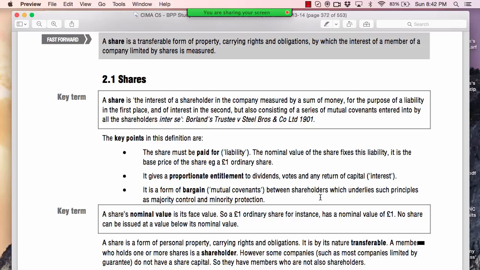A share will have a particular value. It's a nominal value. So the nominal value of a share could be $1, $5, $10. If you buy shares, you're entitled to dividends, as well as votes, and return on capital if that is so. Is that clear? As well as any return of capital. So the point previous to that. This one.